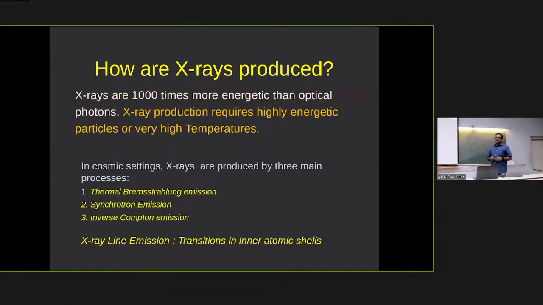How are X-rays produced? As I mentioned, X-rays are roughly 1,000 times more energetic than optical photons. X-ray production requires highly energetic particles or very high temperature. So if you want to see visible light, what kind of temperatures do you need?